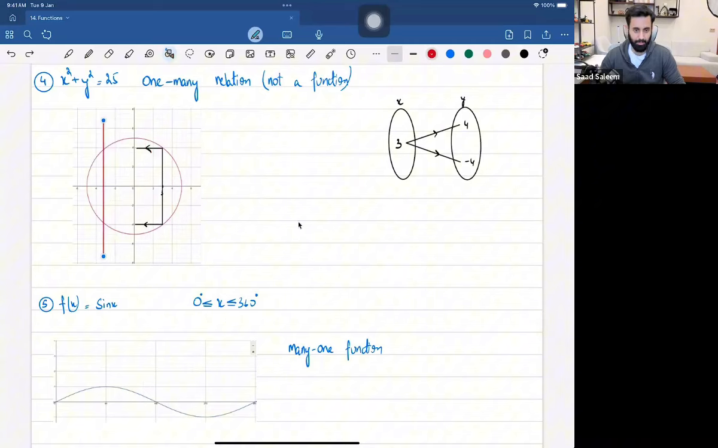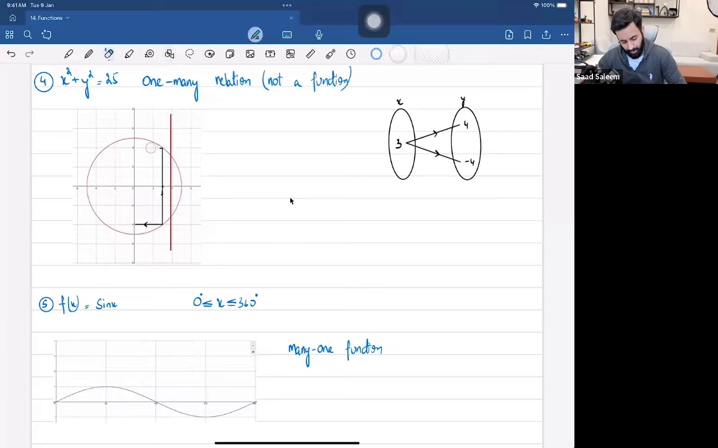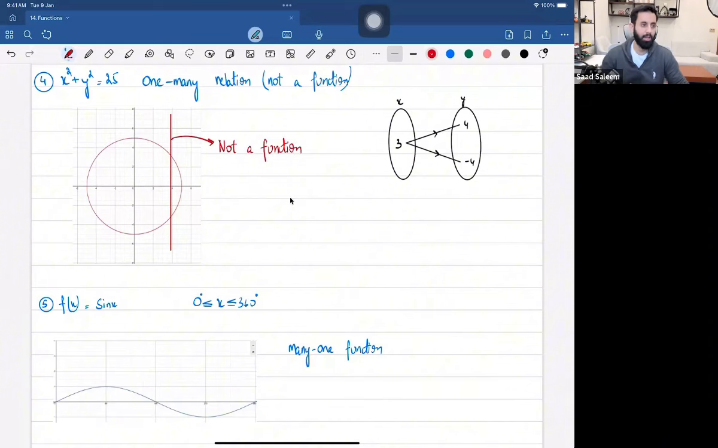Here we can see the vertical line cuts it twice. Therefore, since the vertical line is cutting it twice, okay, I'll erase this, this indicates that this is not a function. If it's not a function, should we even bother checking whether it is a one-to-one or a many-to-one function? Of course not. There's no point.